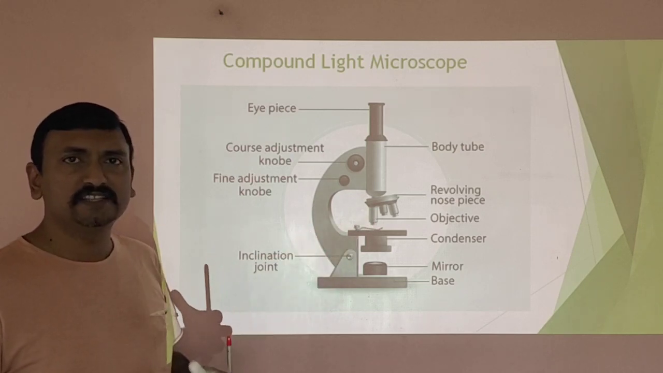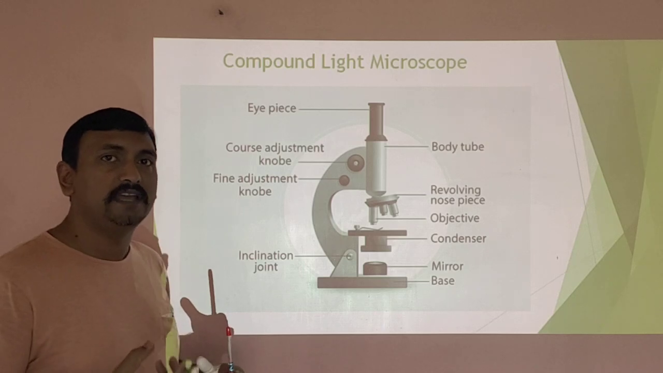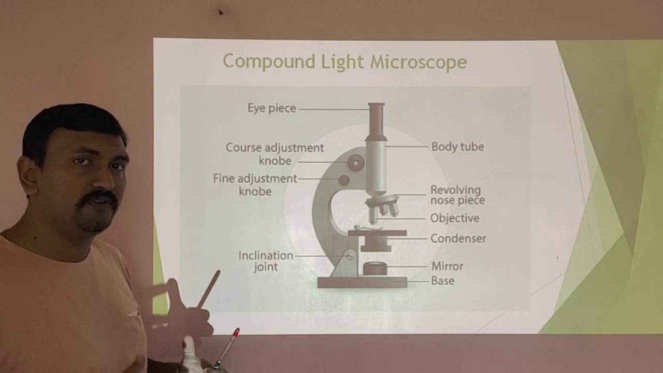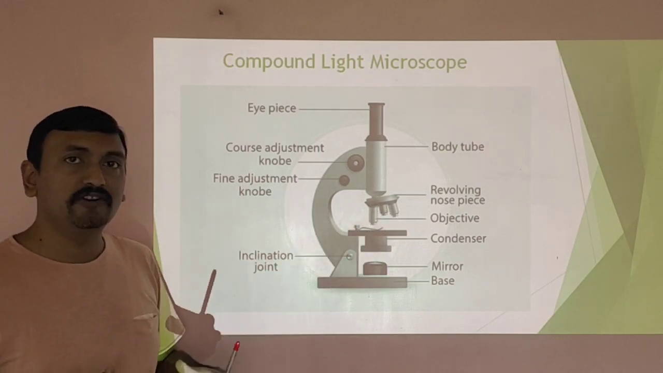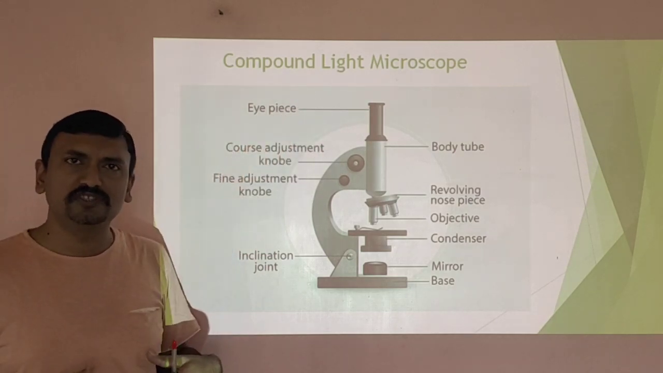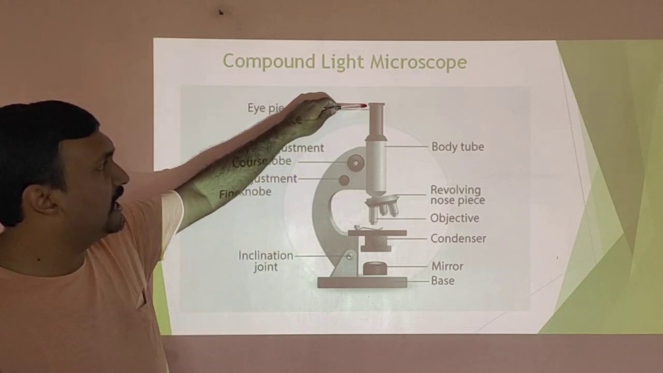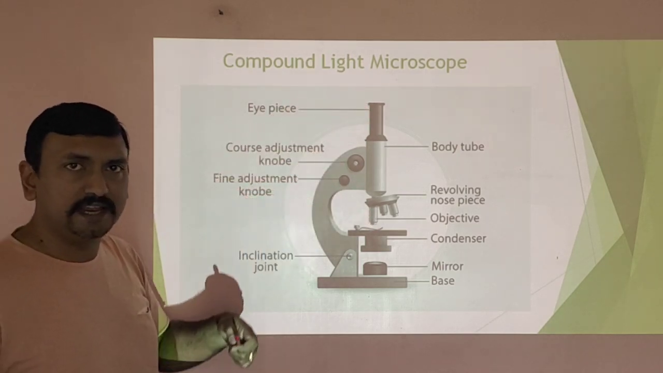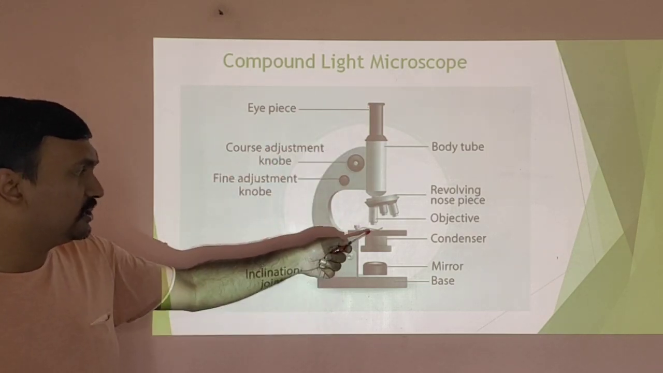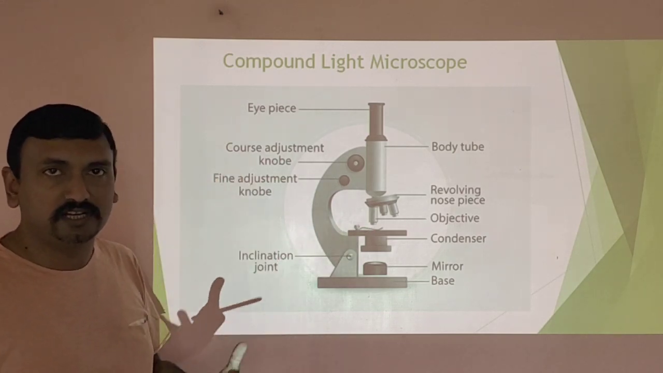One might have 10x magnification, which means it can multiply the image by 10 times. One can have 45x, means 45 times. One can be 100x, means 100 times. The eyepiece again has its own magnification, which is usually around 10 times, called 10x. If I put here an eyepiece of 10x and the objective of 10x, overall magnification becomes 10 into 10, 100 times. So whatever you put here, you can see an image which is 100 times larger than the actual image.